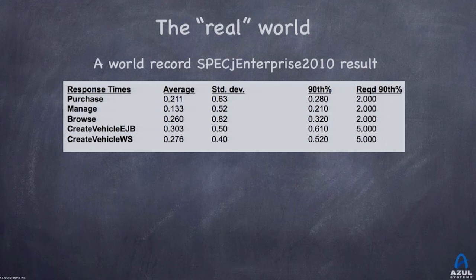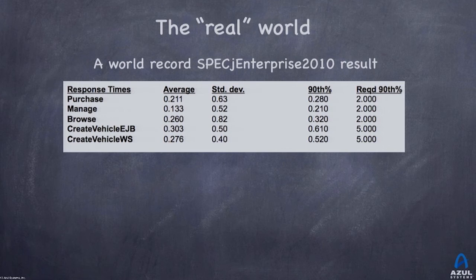So this is a good, interesting observation from a SPECjEnterprise 2010. This is a benchmark with an SLA. It's got a requirement that the 90th percentile be a certain number at a certain load. And if you pass that number, you're golden and you can publish your result. This is output from a world record result from a few years ago. And this is the actual stuff from the webpage.